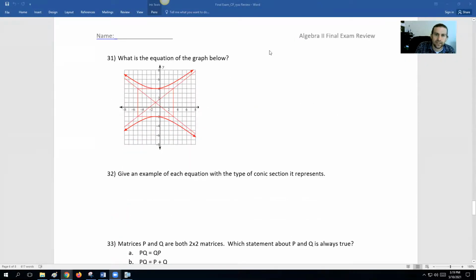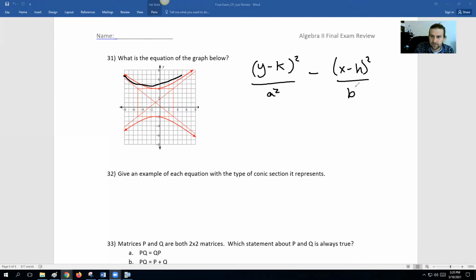All right, now when we're looking at this problem here with hyperbolas, we first see that this is a graph that opens up and down, so that's going to be y minus k squared over a squared minus (x minus h) squared over b squared equals 1. The center of this graph is right here at negative 1, 1. So it'd be (y minus 1) squared, or k is 1, and (x plus 1) squared.